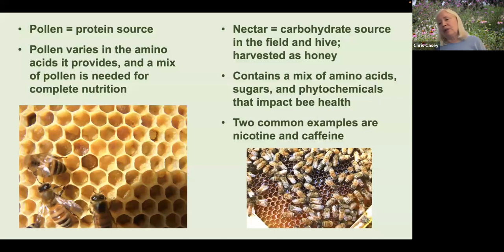And this is a really emerging area of research that I think is going to give us a lot of good direction for improving bee health in the future. And two common examples of these plant chemicals that impact bee health in a positive way are nicotine and caffeine, which seems kind of amazing when we think of these as being harmful substances for us. But there have been numerous studies documenting that when bees have exposure to these materials in their nectar, their health is actually improved.